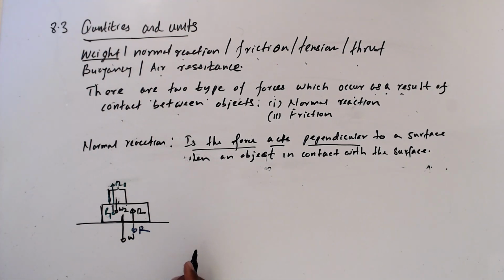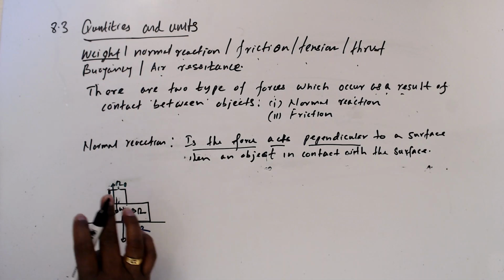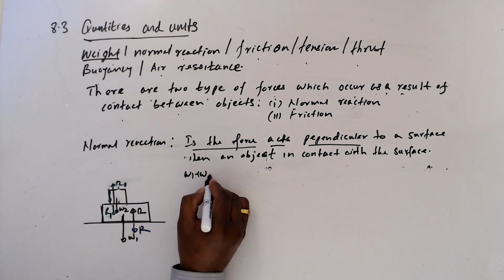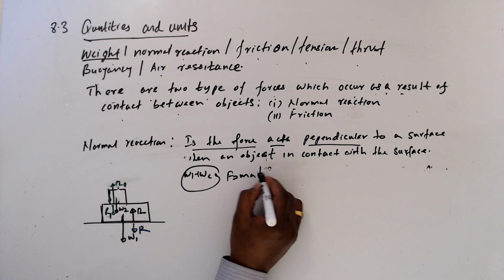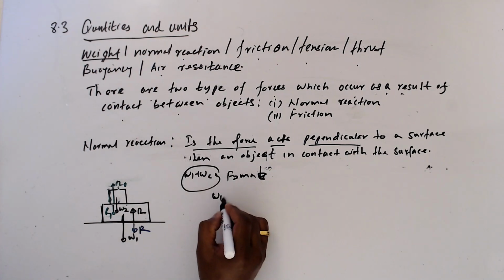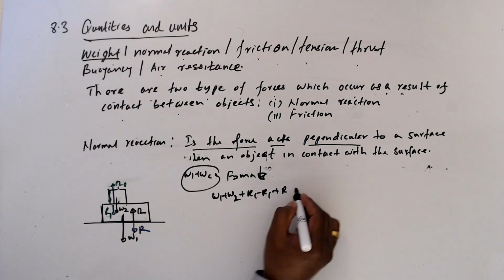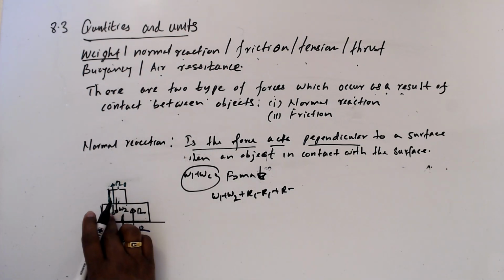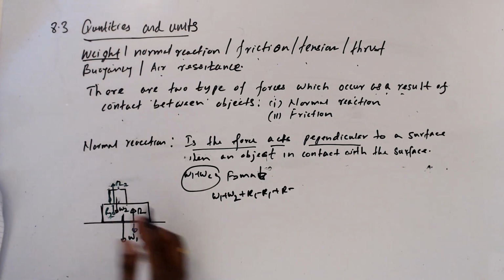Now if I draw separately, I'll put W1 and W2. If I consider the whole system, how many objects are there? 1, 2, 3. Then for the whole system, the weight is W1 plus W2. If I put F equals MA in this direction for the whole system, then W plus W2, what will happen? Plus R1 minus R1 plus R2.